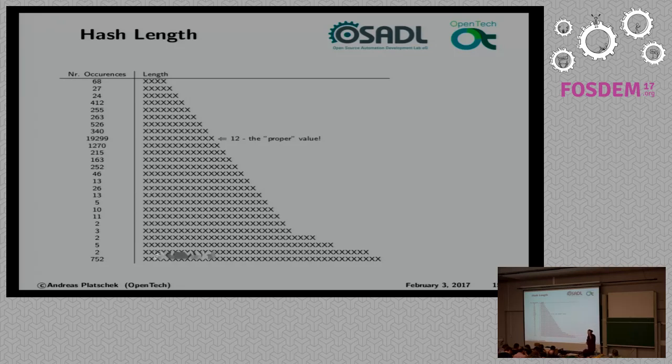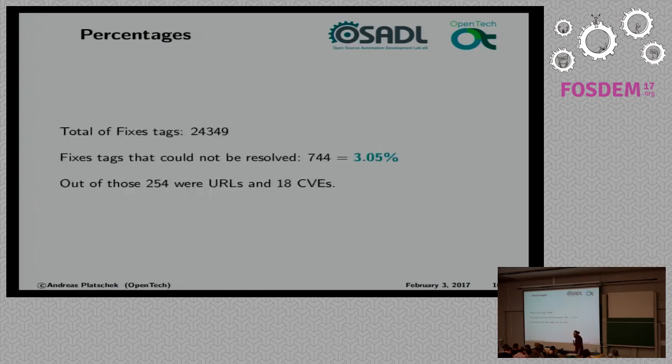Now, while these examples look like it's a bad situation, it's really not that bad. We have a total of a little bit more than 24,000 patches, and we only have 744 that could not be resolved. It's about 3%. A big part of this were URLs and 18 CVEs. But there are also, for example, hashes that we can't resolve because it seems that the referenced hash is in some subsystem tree and just changed when it came to mainline.